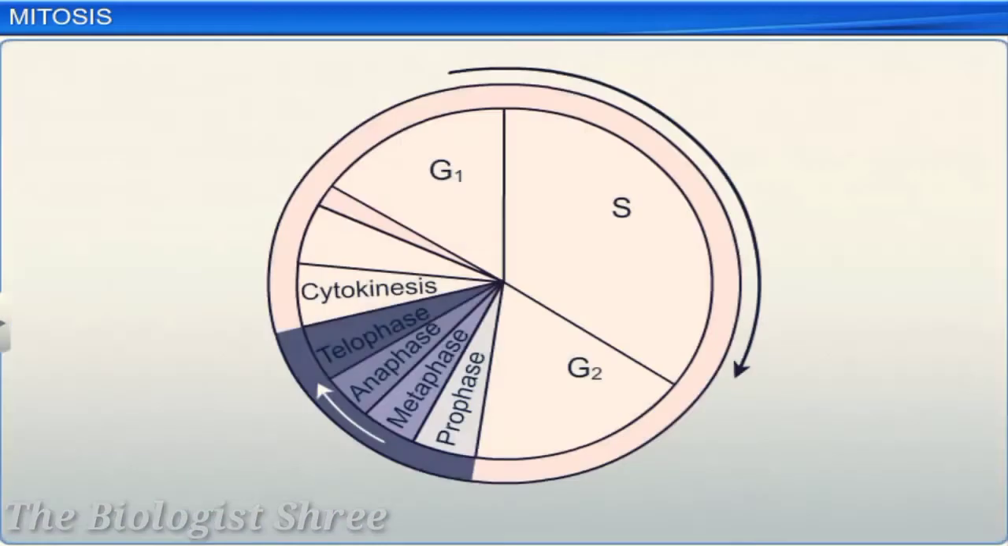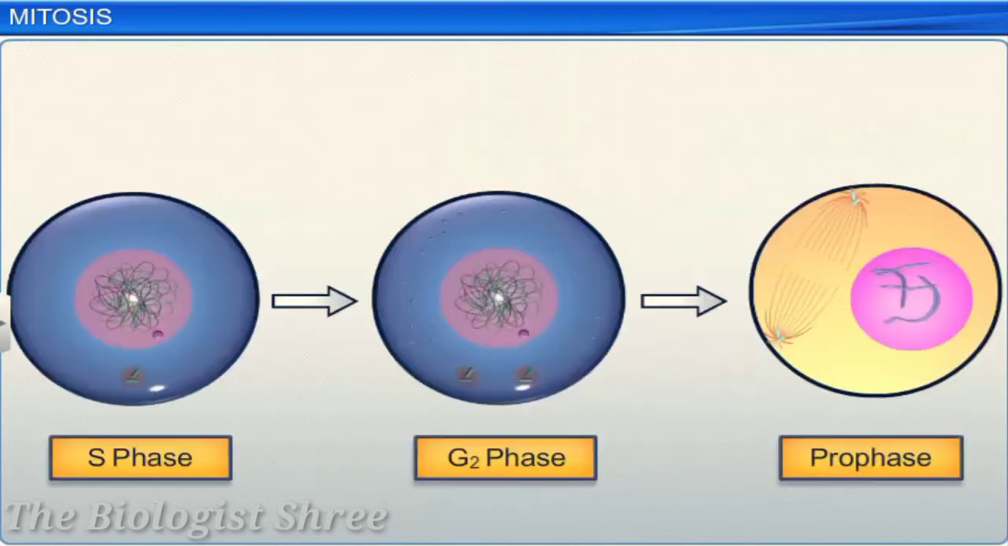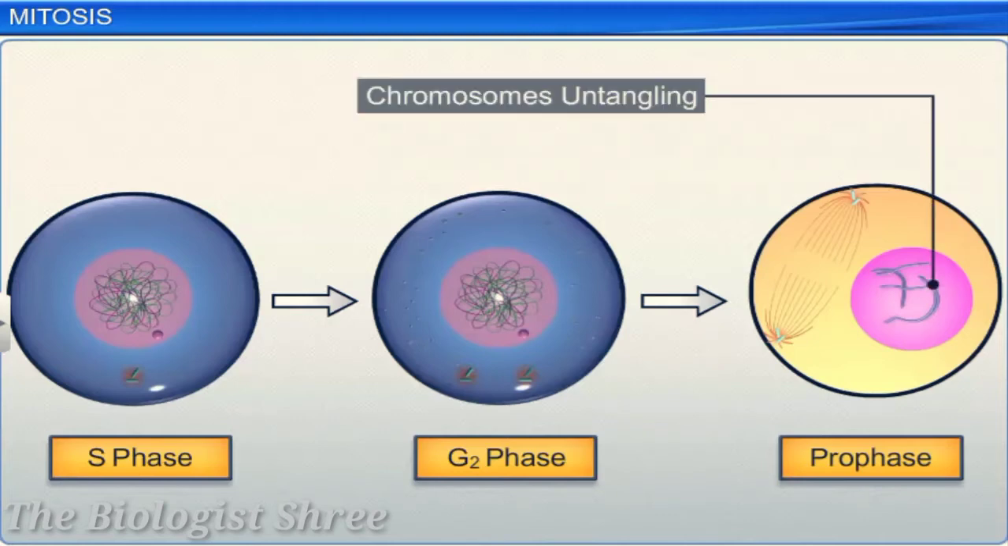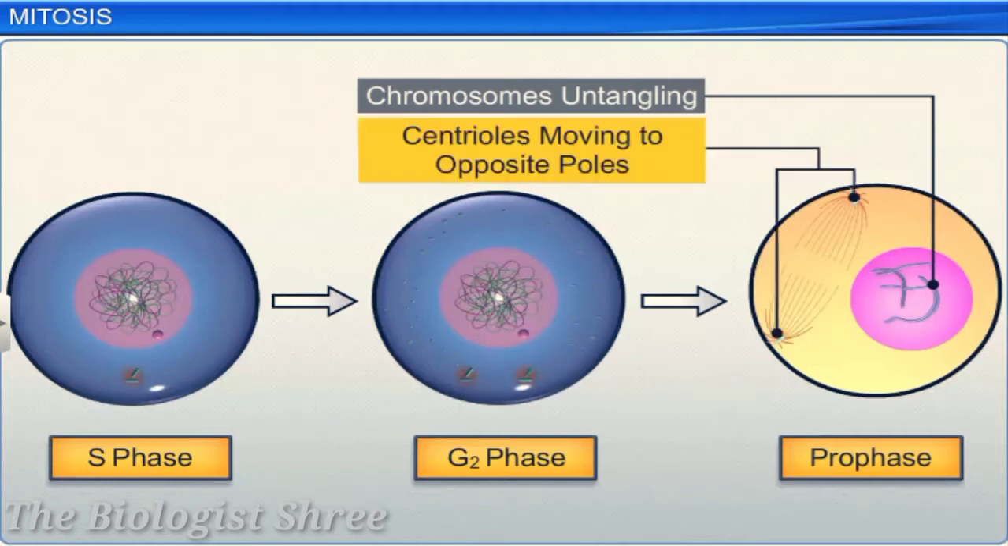However, during prophase, chromatin condensation or the untangling of the chromosomal material takes place, and the centriole that had duplicated during the S phase starts to move towards the opposite poles of the cell.